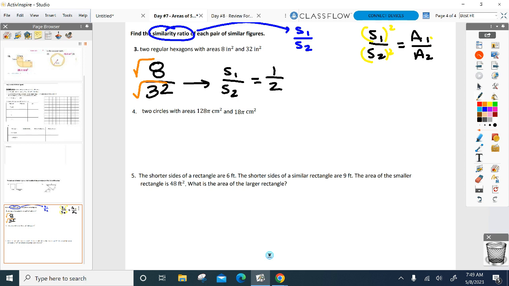We're all right so far. All right, how about two circles now? One area is 128 pi and the other is 18 pi. What's my side ratio then? Similarity, scale factor. Again, I'm going backwards now. A1 to S.